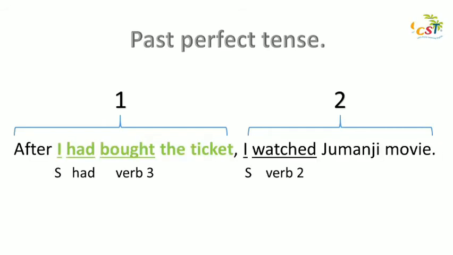And then how to make the past perfect tense, Miss? Yep, that's so easy. You only have to have any subject and then you put had and verb 3. Whatever the subject, you use had and verb 3. For example, after I had bought the ticket, I watched Jumanji movie. While the second activity, you use subject and verb 2. Can you see the difference?